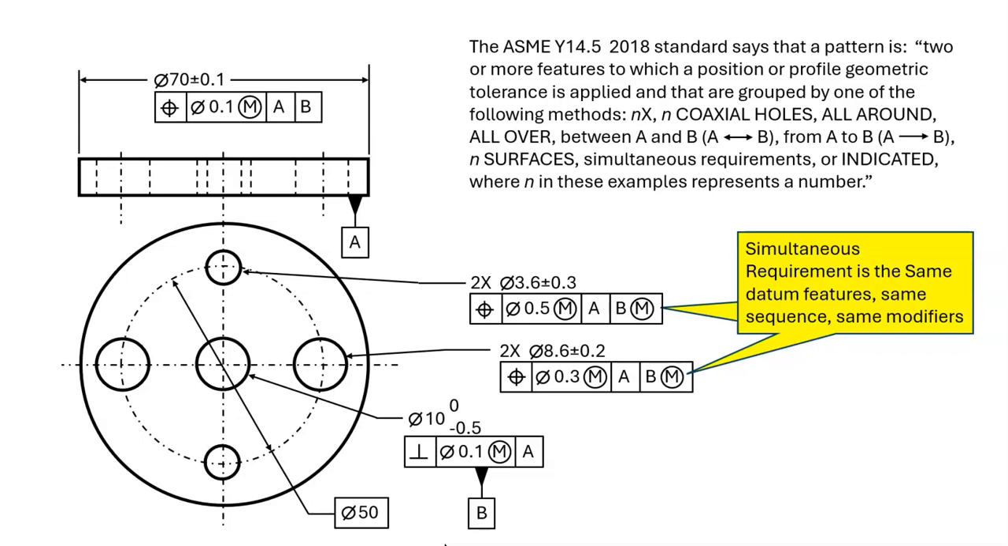In a simultaneous requirement, the datum references in the feature control frame are identical, and therefore they define the same gauge. Thus, all of the feature control frames with identical datum references, including the modifiers, define the same gauge and must be gauged on that same gauge at the same time.